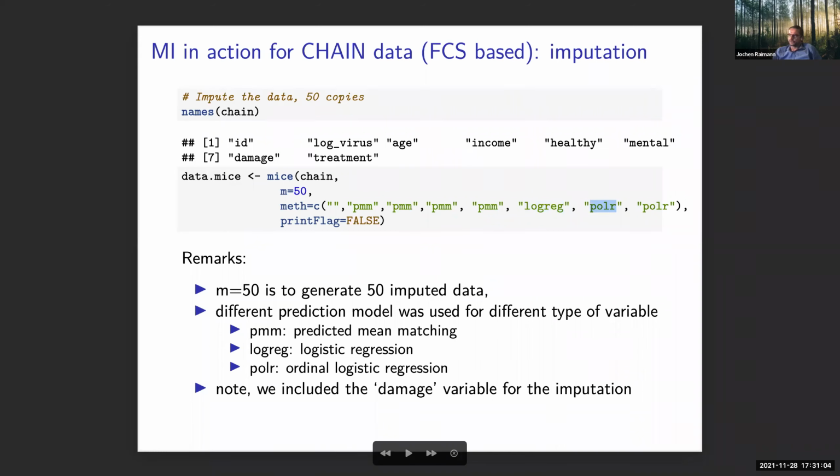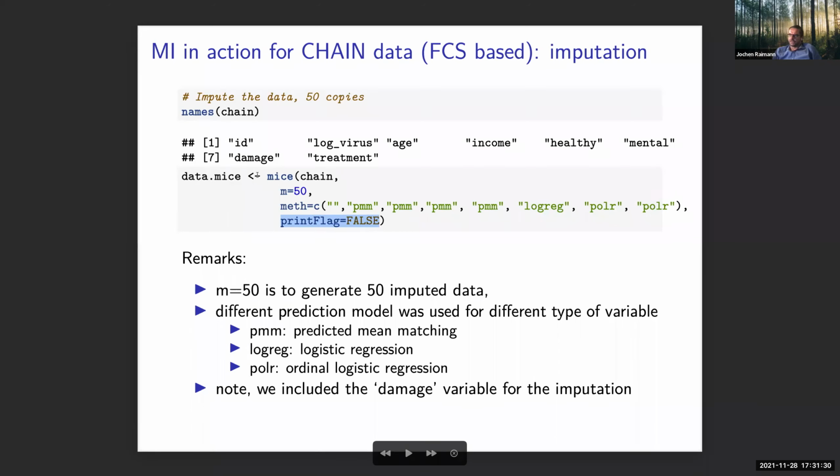ordinal logistic regression we're doing for damage. That was from 1 to 7, I believe, on the scale. And for treatment, which is 0, 1, and 2. Print flag means here that we're not looking at what that algorithm is doing, and this is just for the lecture in the lab. We're going to do this, and we look at this now.